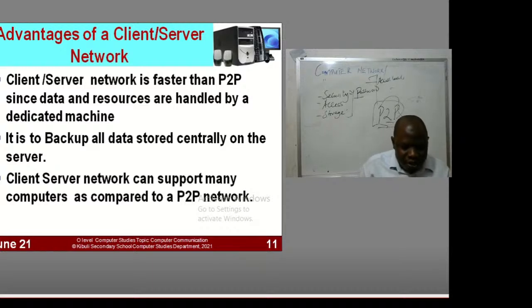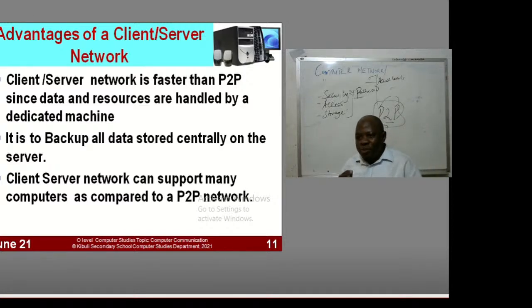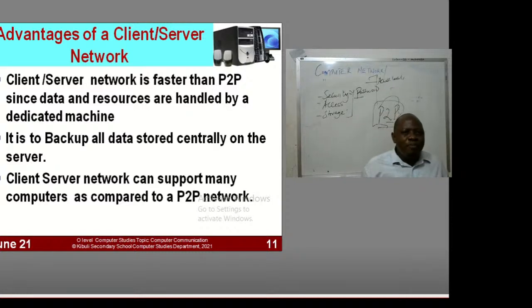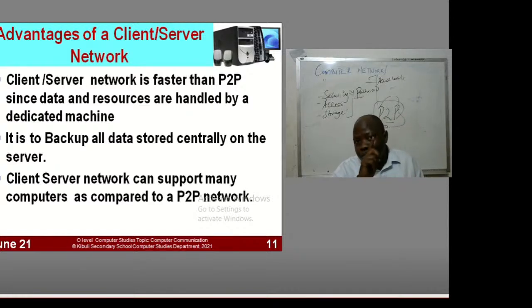Then, it's easy to back up all data stored centrally. You collect that. It is easy to back up all data stored centrally. When you want to get a copy of your data, such that in case of any disaster, you have a copy of that data. Remember that when we get what we call a backup copy, we are not supposed to keep it on site.